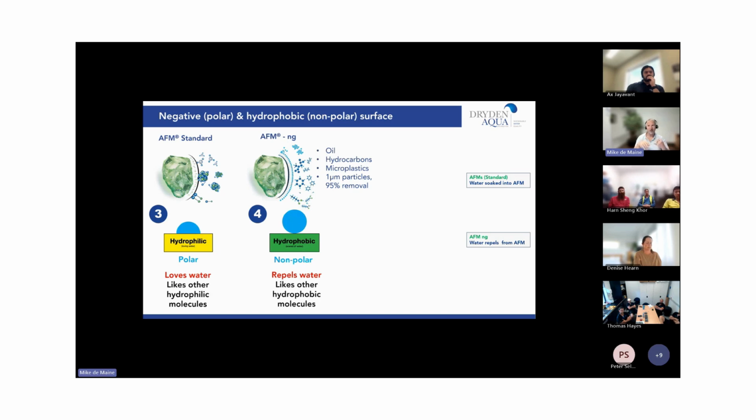There are some applications in the oil and gas industry where we don't use the AFM NG because the bond is too strong for that particular fat, and it's mostly the fats that cause problems, and then that bond is too strong and it needs chemical or thermal cleaning of the AFM. So in some applications we actually still use the AFM standard in oil and gas, even though we're trying to remove oils, because that bond is too strong, right?